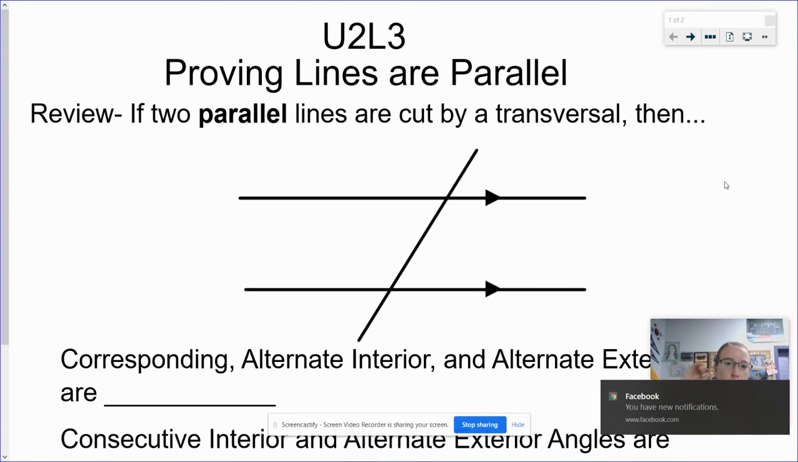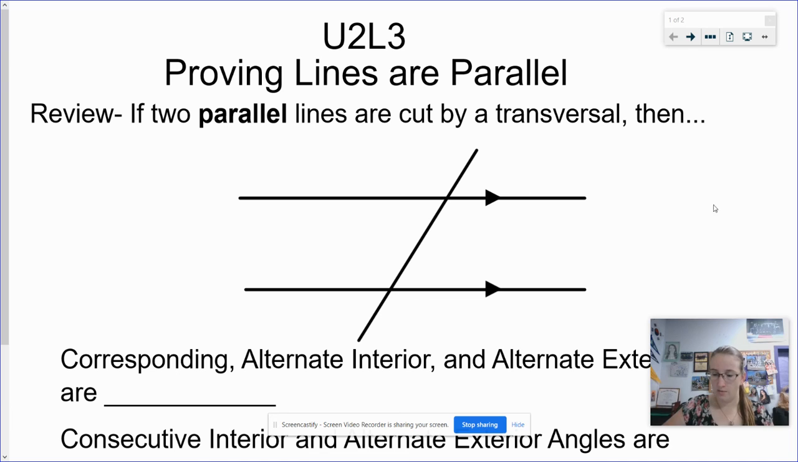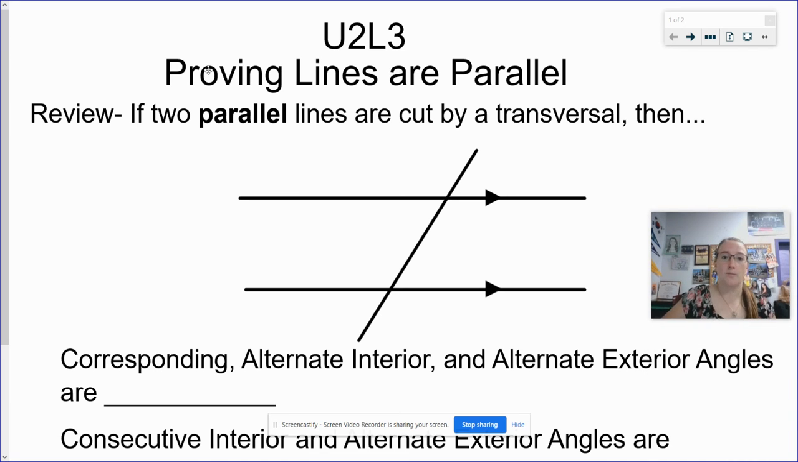Okay, real quick video here to introduce kind of another side of a coin that we've already been learning about. We're talking about parallel lines throughout this unit. What we've learned so far is if we know that two parallel lines are cut by a transversal. So remember, that's our river and our bridge, right? The transversal is the bridge.